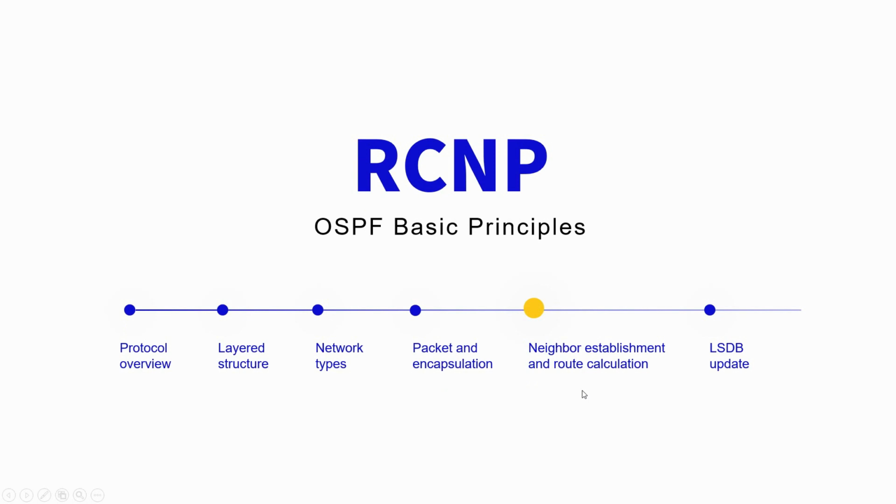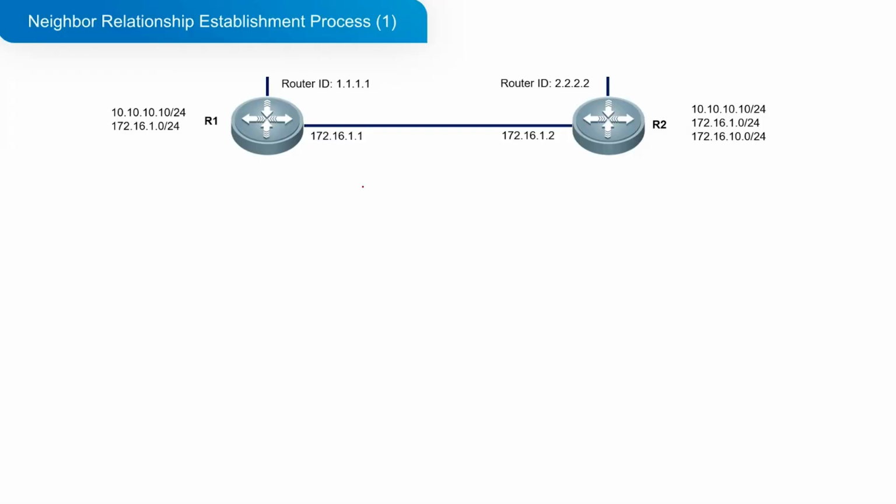Okay, so now let's learn more details about the neighbor establishment. For the first process, between 2 routers, we can see the topology here. In the topology, we have R1 and R2, 2 routers. For R1, the router ID is 1.1.1.1. For R2, the router ID is 2.2.2.2. And R1 has segment information; 172.16.1.1 is the interface IP.